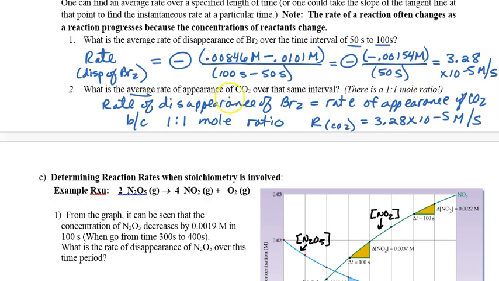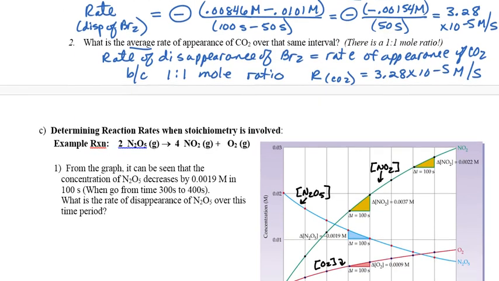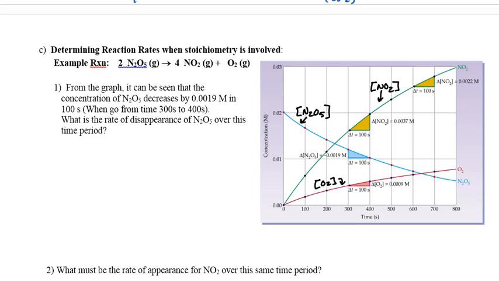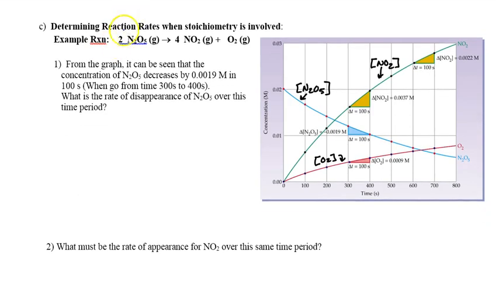Okay, now all of these examples had a 1-to-1 mole ratio. So on the back now, we need to look at the situation where it's not a 1-to-1 mole ratio. It's really not much harder. Let's see if we can do this. In this example, 2 moles of N2O5 forms 4 moles of NO2 and 1 mole of O2. Because we have those coefficients, we have different stoichiometry. So here I have another graph, and this is what it kind of looks like. N2O5 is a reactant, so it decreases, right?